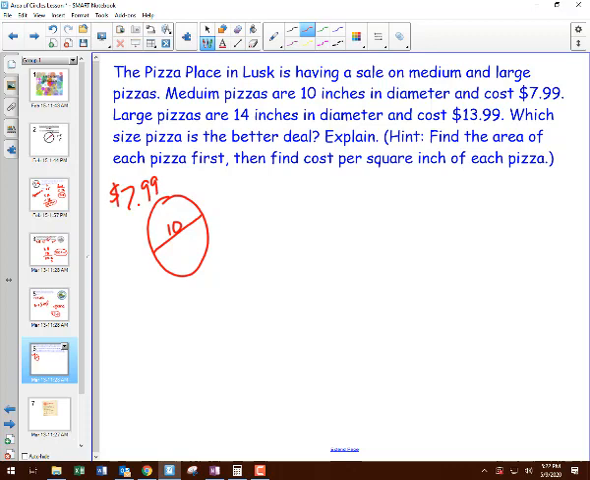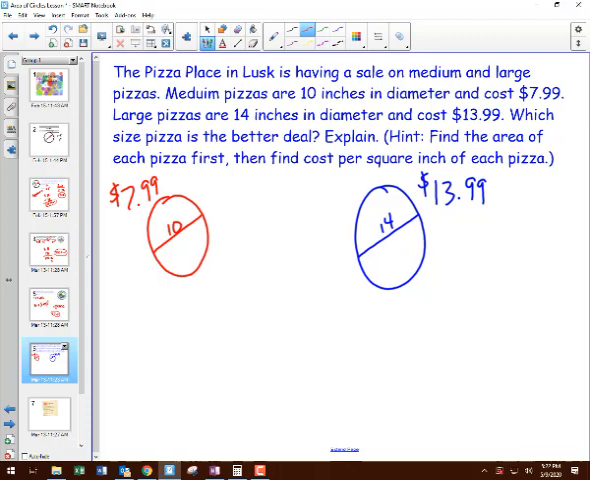Okay, and then moving on, large pizzas, we'll do that one in blue. Here we go. And this one we have 14-inch. And this one's $13.99. Okay, we'll go back to the small one. We're trying to find which size is the better deal. Best bang for our buck here.